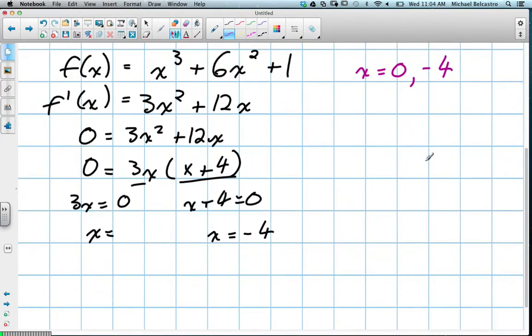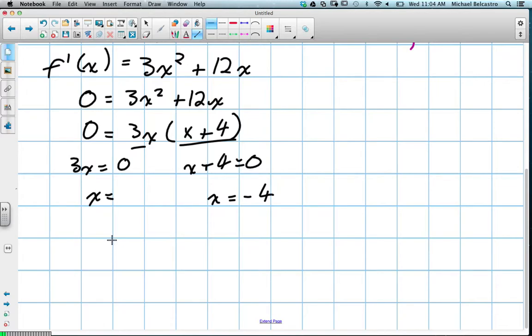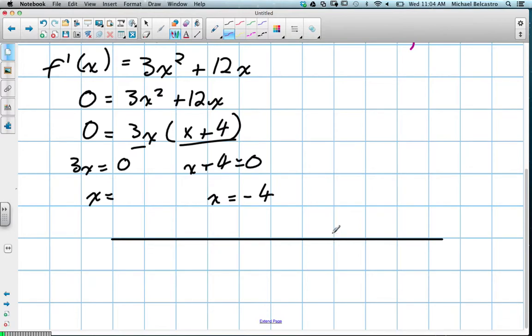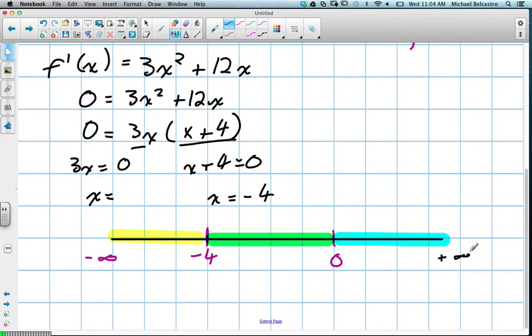Okay, so let's put those on a number line, because I definitely wrote them backwards in terms of order there. We have our points 0 and negative 4, and then all the numbers before negative 4. So what we're really going to call this is from negative infinity to negative 4 as one interval. This will be our yellow interval. From negative 4 to 0 as our second interval, and from 0 to positive infinity as our third interval. So we're going to test this graph in between these points.